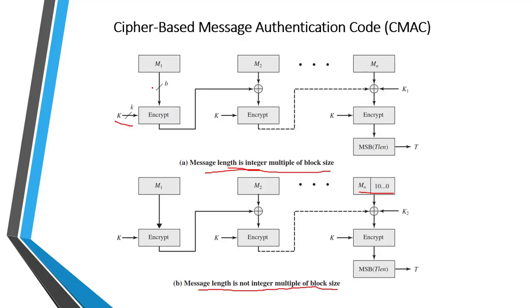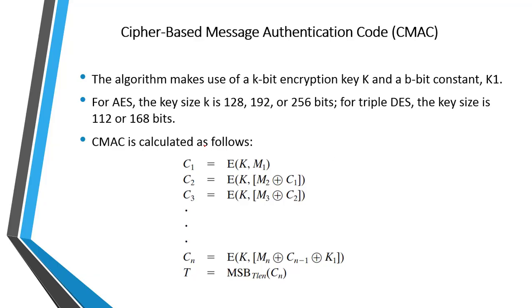So CMAC is calculated as shown in the figure. First of all, the first block is encrypted using the key of the particular algorithm, and the output is given to the next step, that is to the next block, and the output of the first block and the next block is exclusive ORed, and after that encryption is applied. In this way all the blocks are encrypted, and at last we are getting our output. So this is the mathematical representation of CMAC.